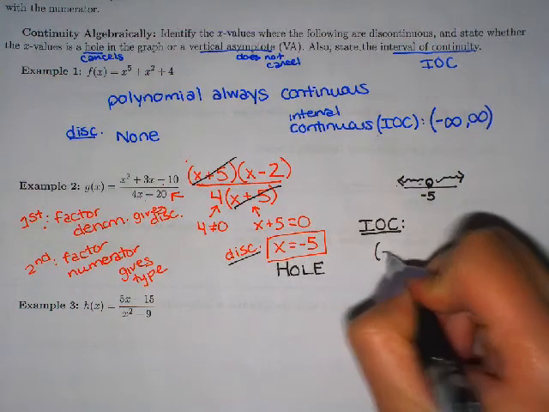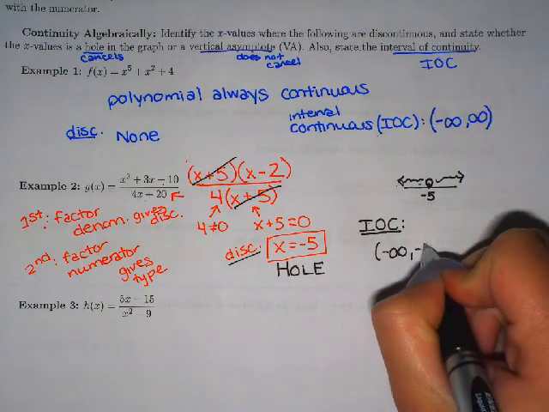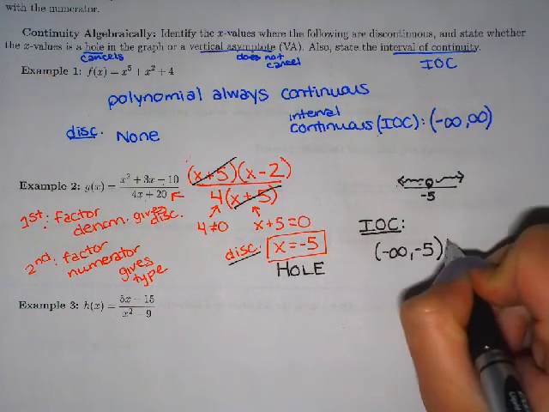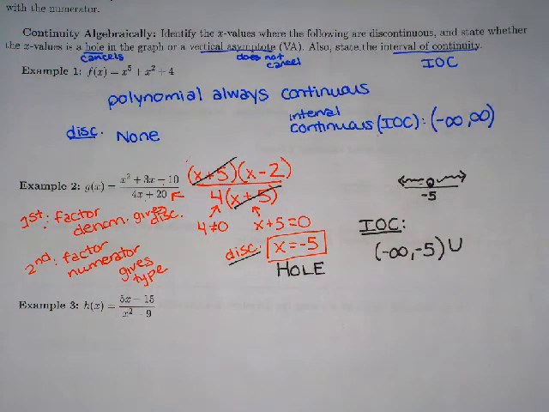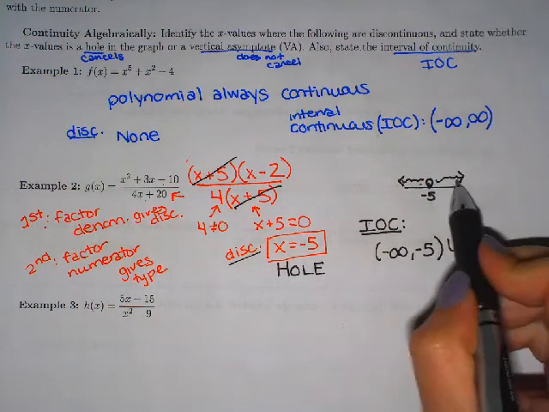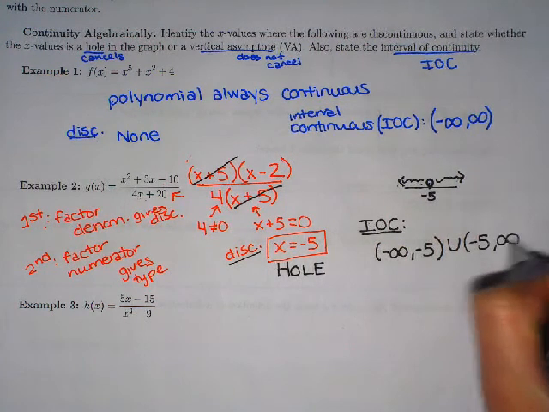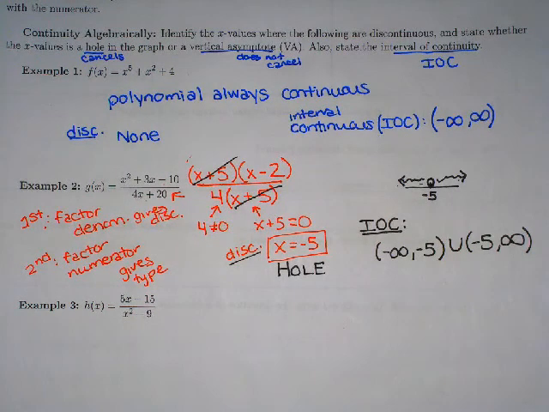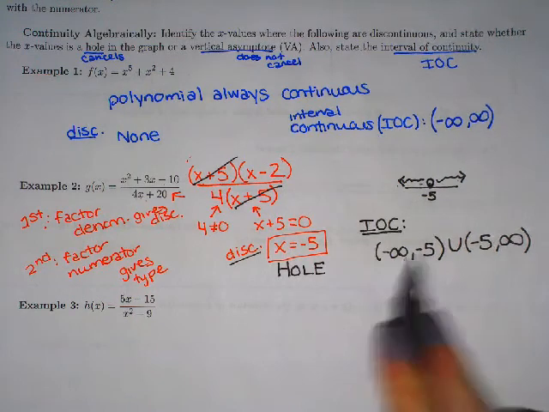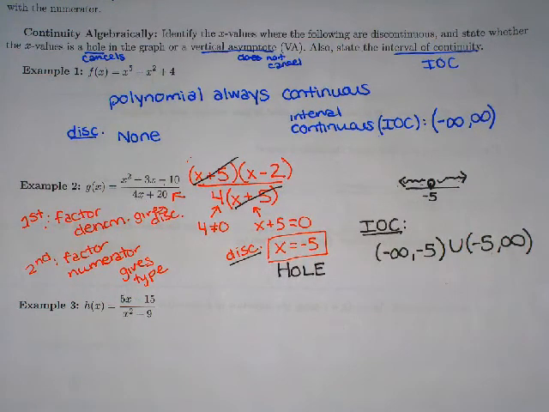So how do I write this as an interval? Any number before negative 5 would be negative infinity to negative 5. Union, we use union when we're talking about interval notation. Any number after negative 5 would be negative 5 up through infinity. There's our interval of continuity. Any number before negative 5 and any number after negative 5.